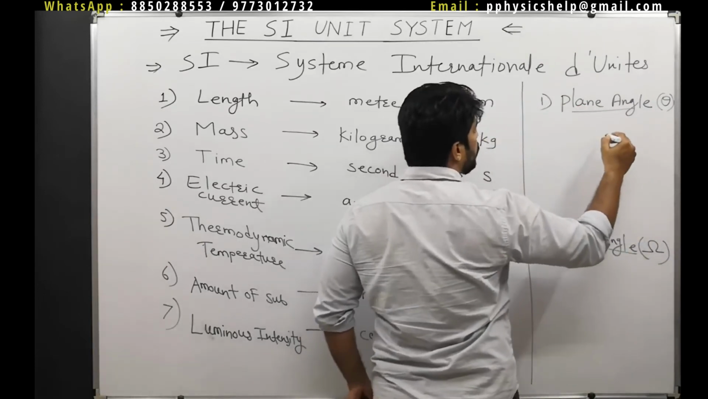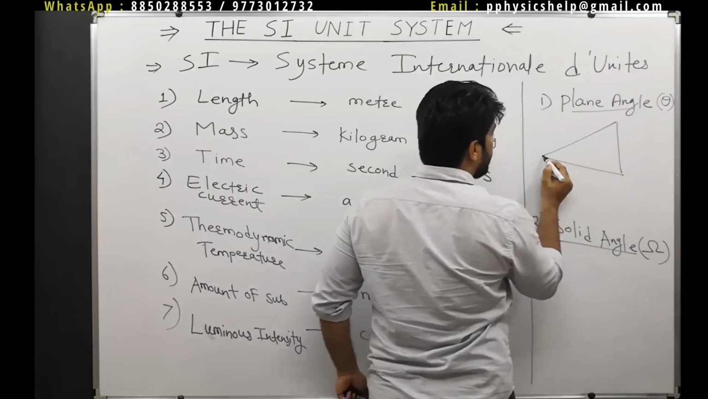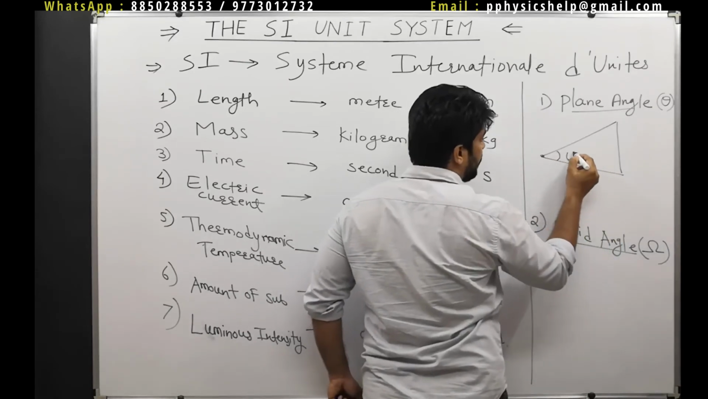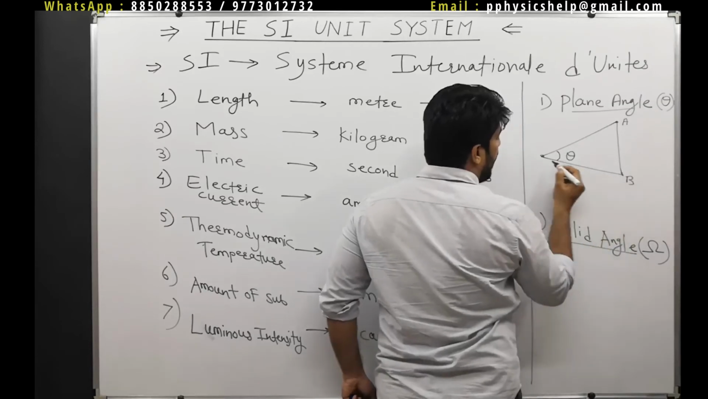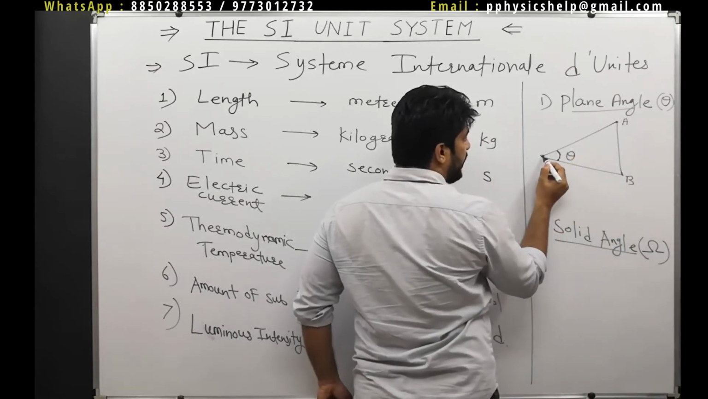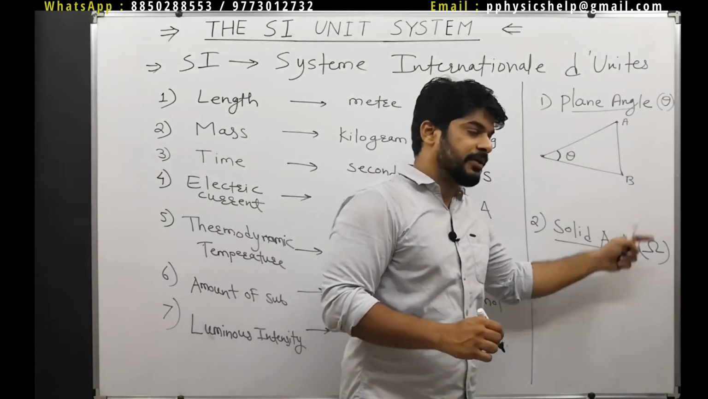So plane angle we all know. Suppose we have a line, and a point. The angle that is subtended, let's say we have a line AB over here, and the angle subtended at a point is called a plane angle, the angle subtended by a line.